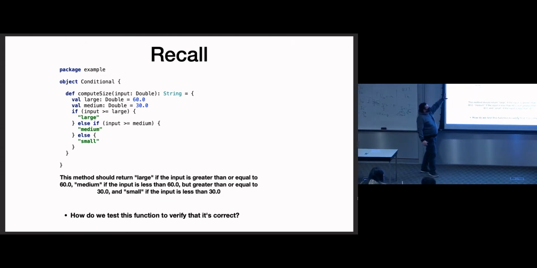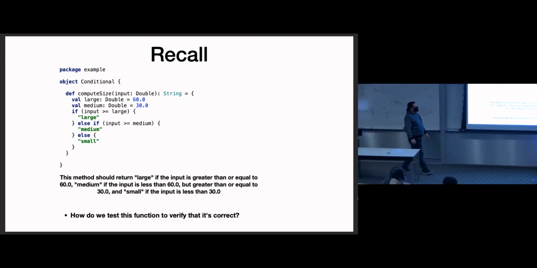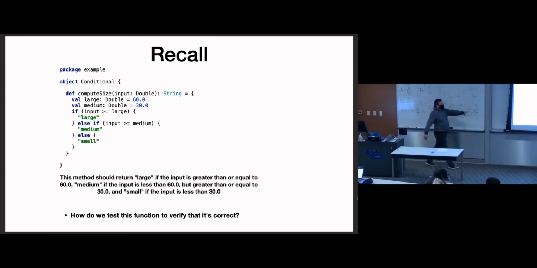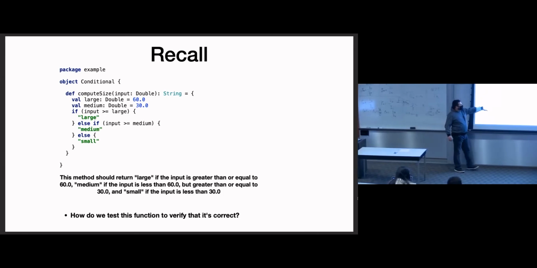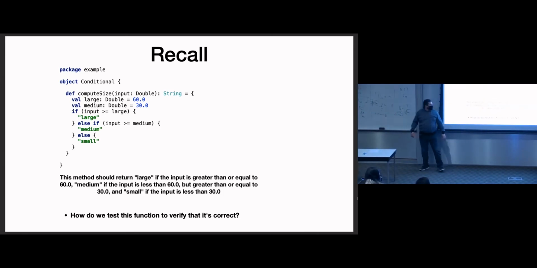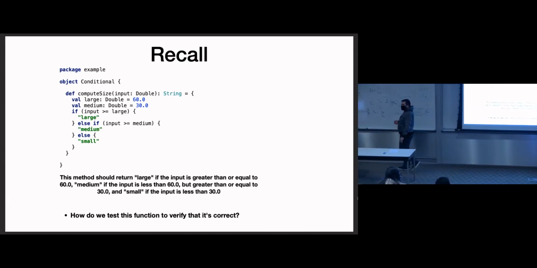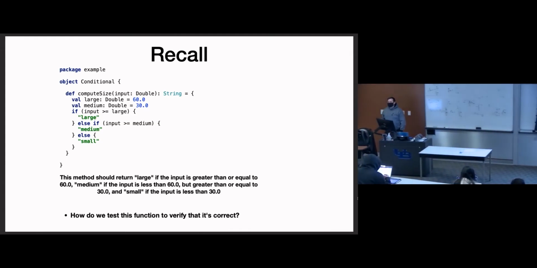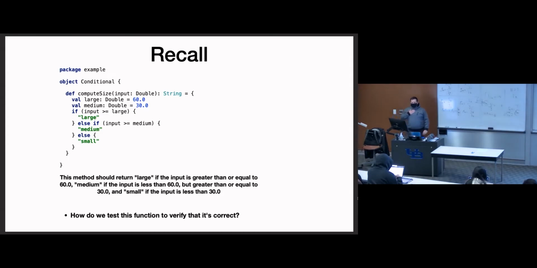So recall this silly little method, computeSize, and let's give it a formal description of the expected behavior. If the input of this method is greater than or equal to 60, return large. If it's greater than or equal to 30 but less than 60, return medium. And if it's less than 30, return small.